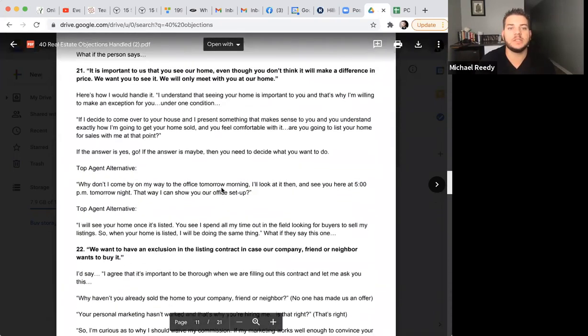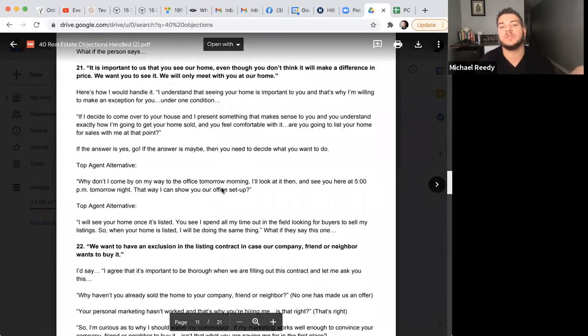Let's see. So this is where it says it's important to us that you see our home, even though you don't think that it will make a difference in price. We want you to see it. We will only meet with you at our home. You know, I understand that seeing your home is important to you, and that's why I'm willing to make an exception for you under one condition. If I come over to your house and I present something that makes sense to you, and you understand exactly how I'm going to get your home sold, and you feel comfortable with it, are you going to list your home for sale with me at that point? If the answer is yes, go. If the answer is a maybe, then you need to decide what you will want to do.